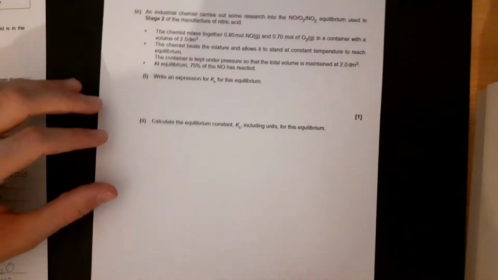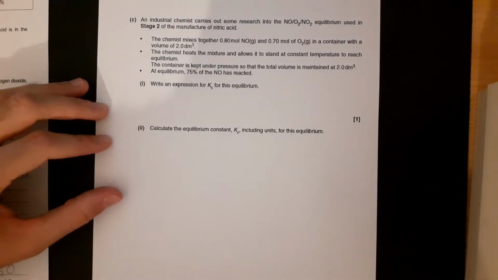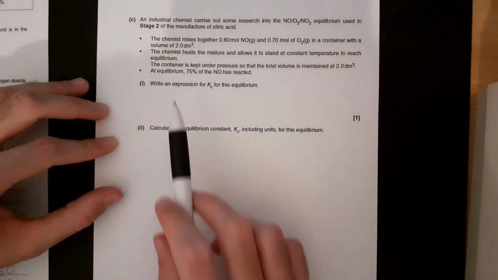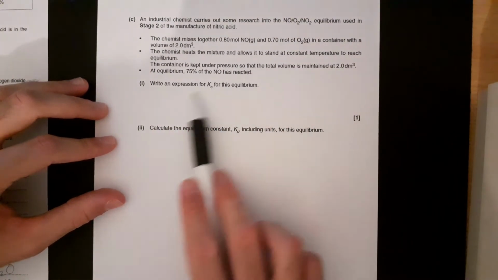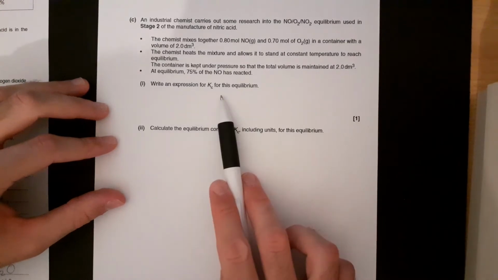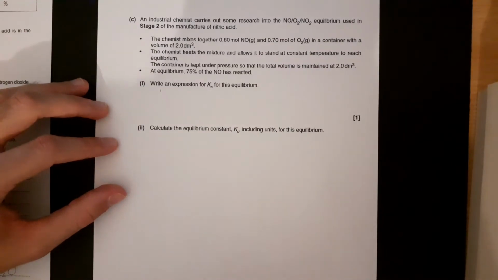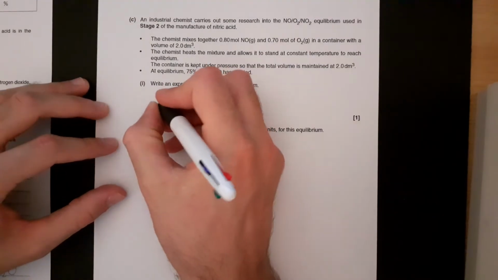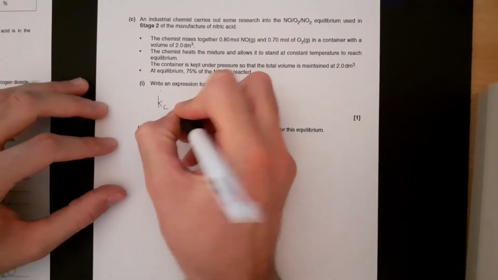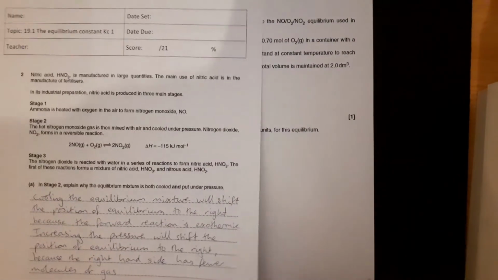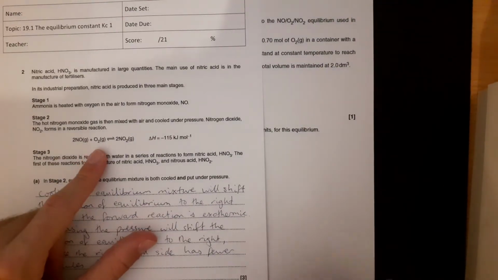Okay. This question then continues, and this is the bit where we start talking about Kc in a bit more detail. So it gives us a whole bunch of information here, but the first thing it asks us for is to write an expression for Kc, for this equilibrium. Okay, and this then means we need to go back to the sheet we had at the start, and we need to look at what the equation is telling us. So here's our equation here.